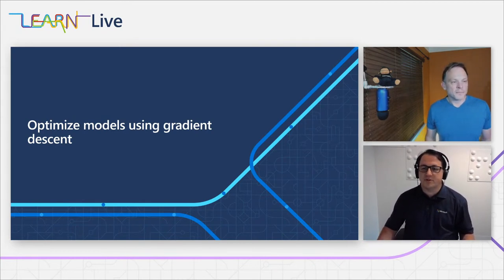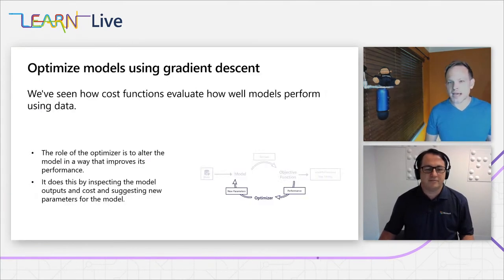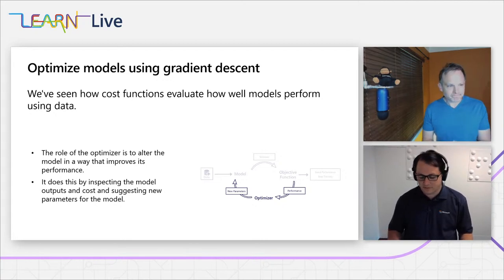Excellent. It sounds like we're going to move on to looking at gradient descent, which is a very interesting topic. So this is the part where we're going to get into actually updating our parameters. It is the job of our optimizer to update the parameters, and it needs to know how to do that. So when we get a wrong answer, we want to move towards the right answer.